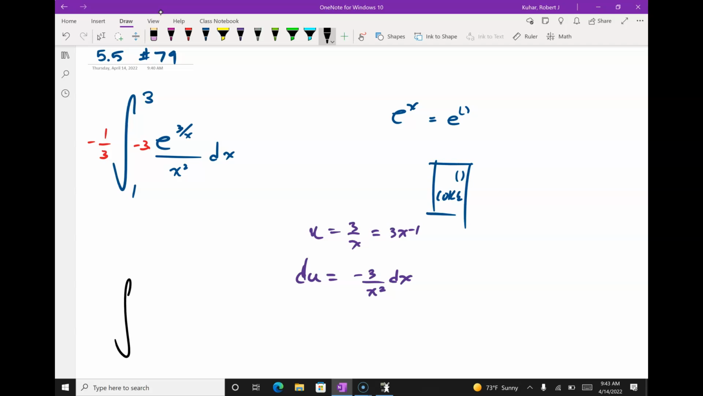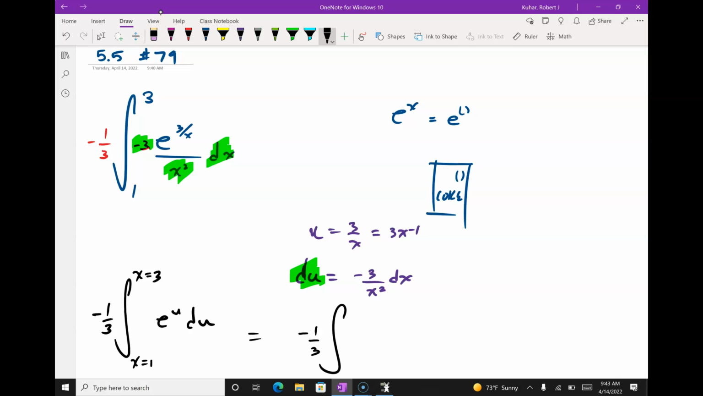Now I've got the integral, -1/3 times the integral of x equals 1 to x equals 3 of what? E to the u du. Notice that everything I have in green is du, right? And the rest is e to the u. This would be the same answer if I did it in terms of u. What would be my bounds in terms of u?